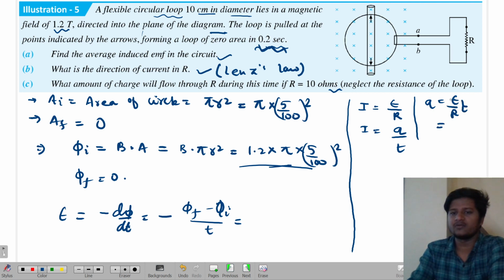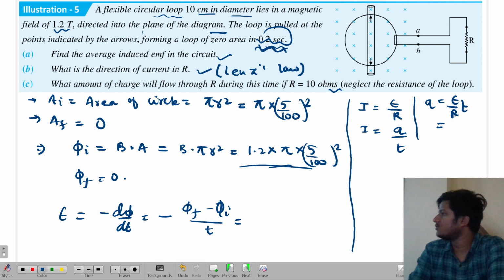What is your EMF? You will get it over here, and resistance is given as 10 ohms. Time is how many seconds? In how many seconds is it getting pulled? 0.2 seconds or not? So Q is equal to EMF by R into 0.2 seconds. So current is established only for how many seconds? 0.2 seconds. Therefore Q will be equal to EMF by R into 0.2 seconds. Got it or not?